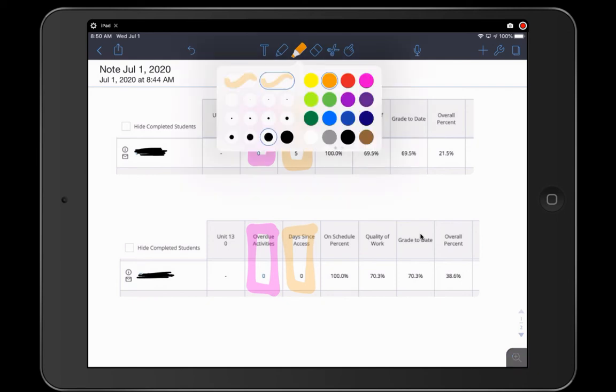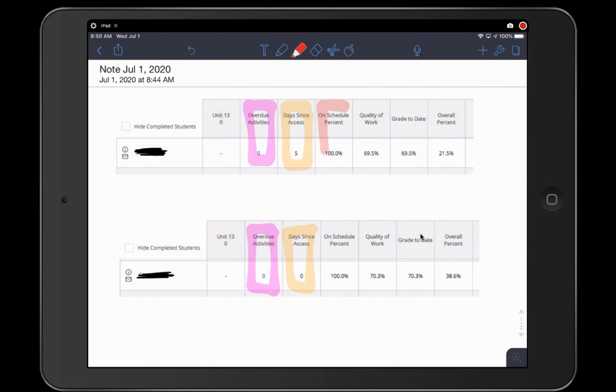Okay, now moving on, we have on schedule percent. Again, there's no schedule. We're not putting any due dates on anything. So for this, everything's going to be on time, right? So this percent does not mean anything. It is not your grade. It is not how much you've accomplished. It has no meaning to us whatsoever.